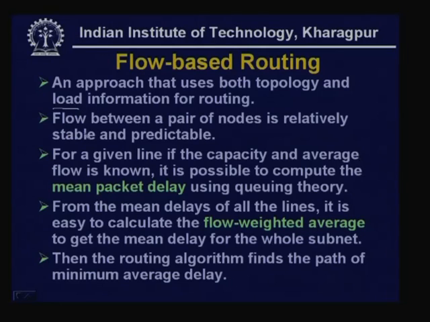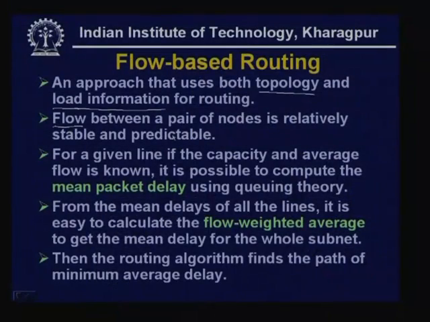Now, what can be done? In addition to the topology, information about the load can be used for routing, and a concept of flow is used here. Flow between a pair of nodes is relatively stable and predictable. That means if you know the traffic through a particular direction, and the data rate of a particular link is known, very easily the flow between a pair of nodes can be calculated.